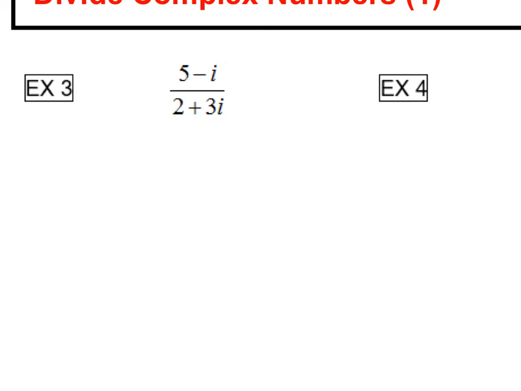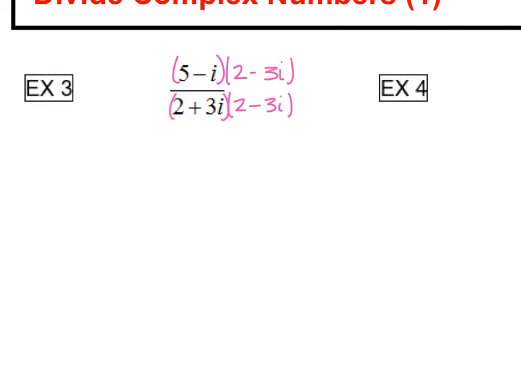So we are going to multiply this by its conjugate. Anytime you have two terms and there's a radical or an i down here, we bring in the conjugate to help get rid of that. So I'm going to say 2 minus 3i, but then I have to multiply the top by that as well, so I'm going to throw parentheses around this and say 2 minus 3i.